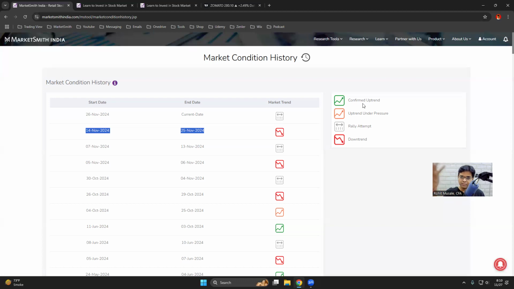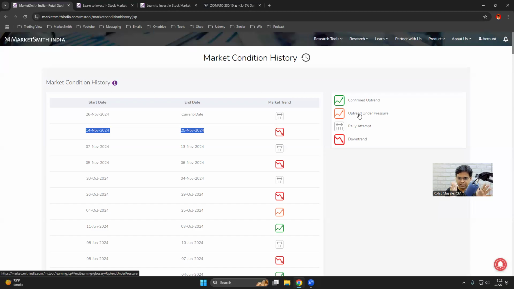Now imagine a stock where you have 6 points in the base and the yellow line is in the green zone and the market is in a confirmed uptrend. That's like icing on the cake. That's like heaven. Everything is in your favor. The probability of success is very high. But imagine there are 4 points in the base, yellow line in the blue zone, and the market is in uptrend under pressure. That is not the time to buy that stock.